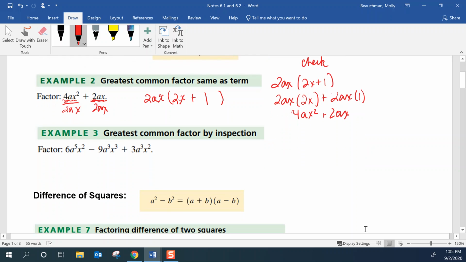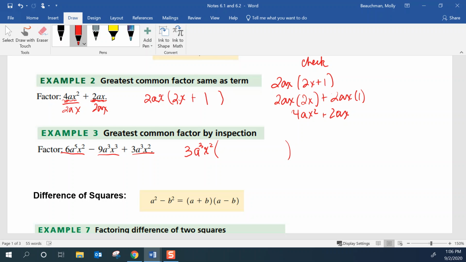Okay. So next example, we have 3 terms. We take a look at the numbers first. We have a 6, a 9, and a 3. What will go into all of those? 3 is the number that will go into all of them. Then we take a look at our powers: a to the 5th, a to the 3rd, a to the 3rd. A to the 3rd is the greatest power that will go into all 3. And then x squared, cubed, squared. X to the power of 2 is the greatest power that will go into all 3.